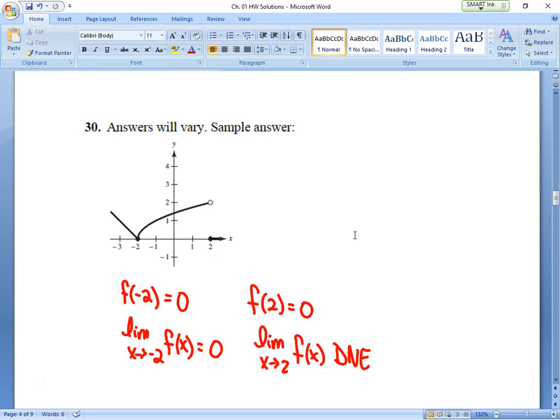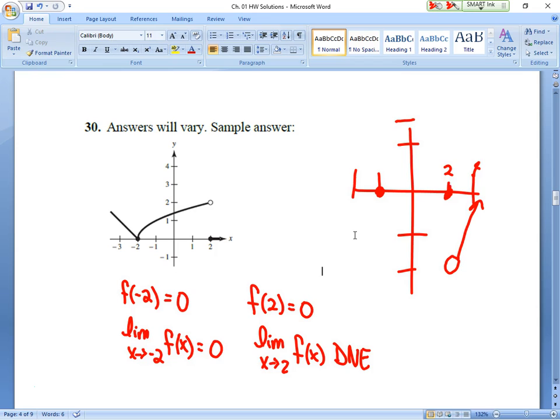Open circle means that it doesn't approach. There can still be an approach. The function value does not exist there. Do you know that one example we had? It was an open circle and a closed circle. Some people got tricked. Right, the approach still exists. You can still be approaching the open circle.